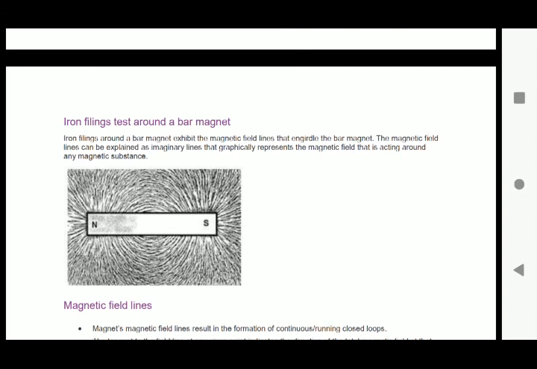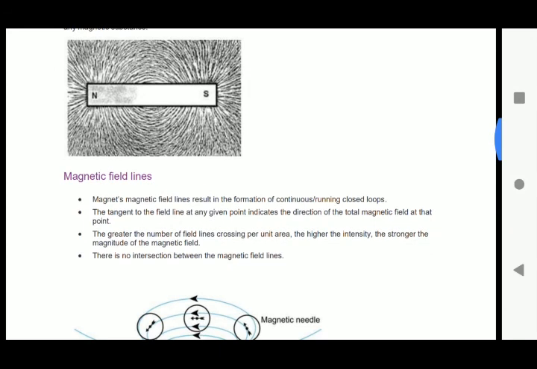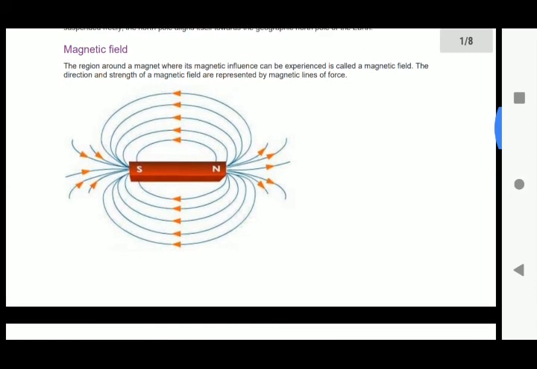What are the properties of the magnetic field lines? There are three properties. The first one is the magnetic field lines originate from the north pole of the magnet and end at its south pole. It always starts from the north pole and ends at its south pole outside the magnet. The magnetic field lines come closer to one another near the poles of the magnet, but they are widely separated at other places. That is the second property.